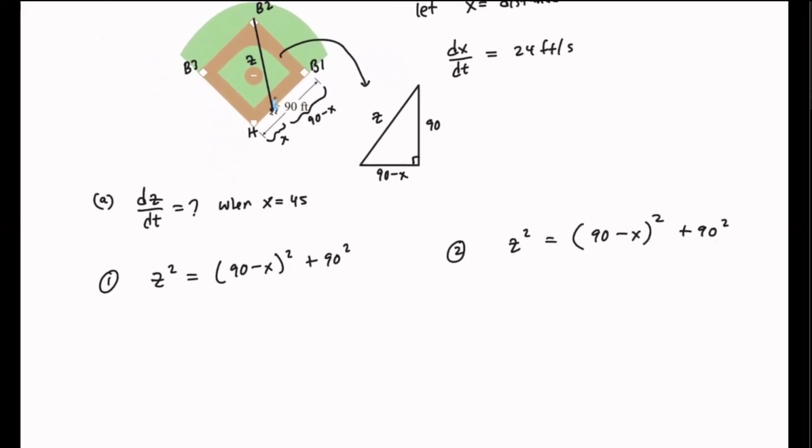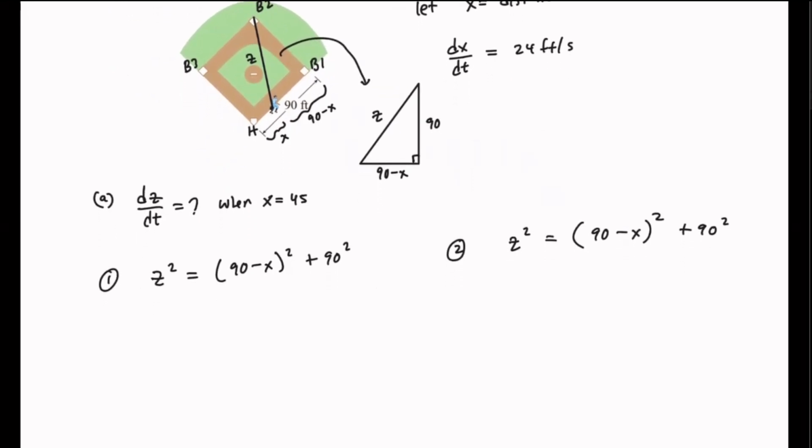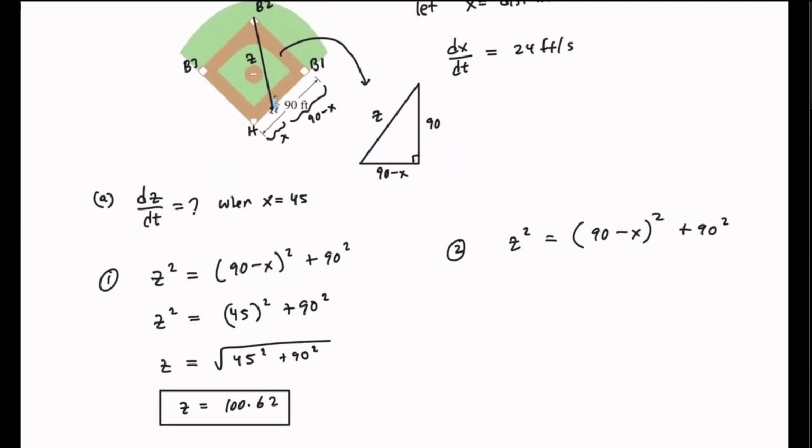So let's find the z value first. I'll plug in x equals 45. So z squared is equal to 45 squared plus 90 squared. I'm simply plugging these in. Now I'm going to take the square root. z is equal to the square root of 45 squared plus 90 squared. If you evaluate this, you should have z equal to about 100.62. Let's just say that. All right, so that is the z value. Now hold on to that.